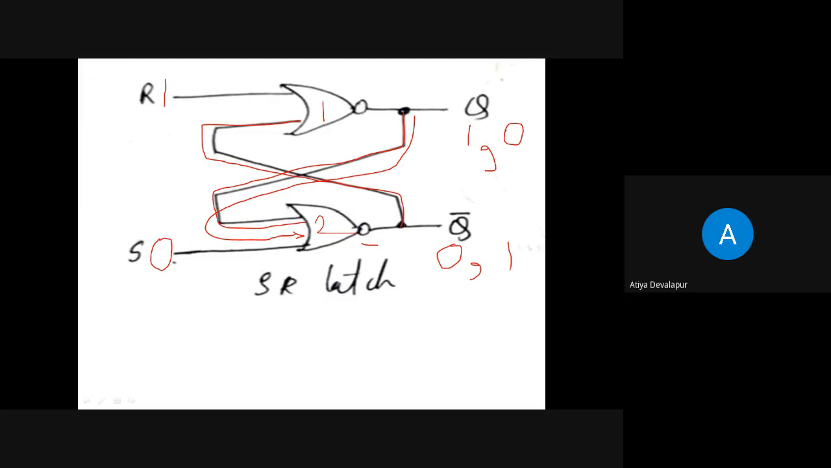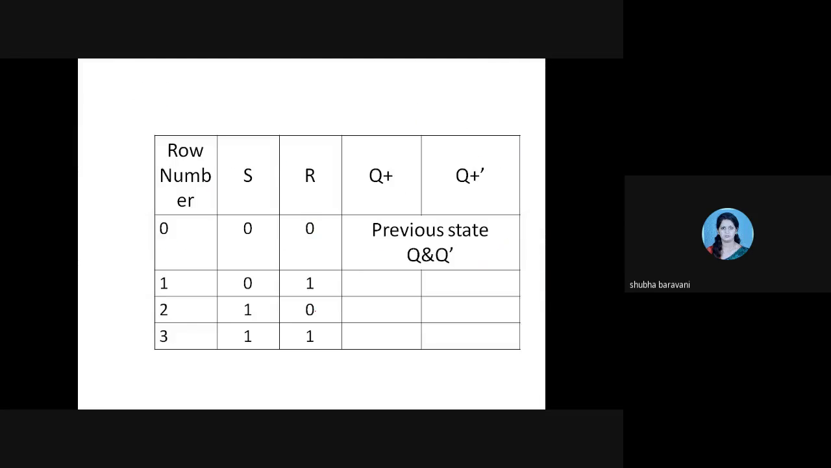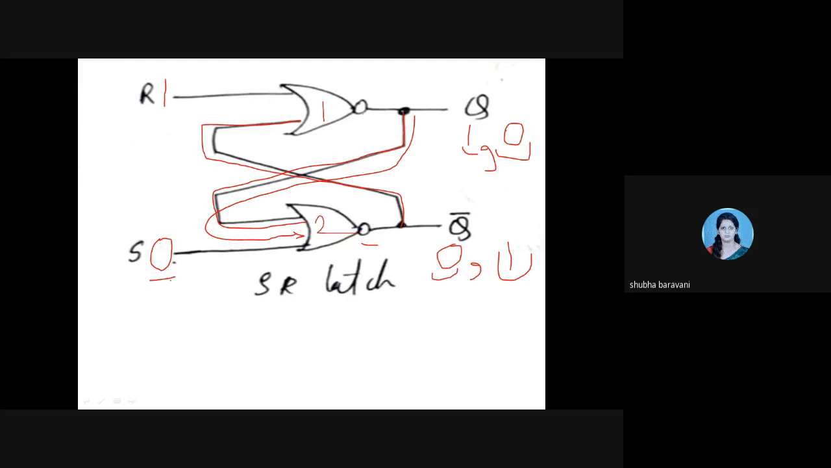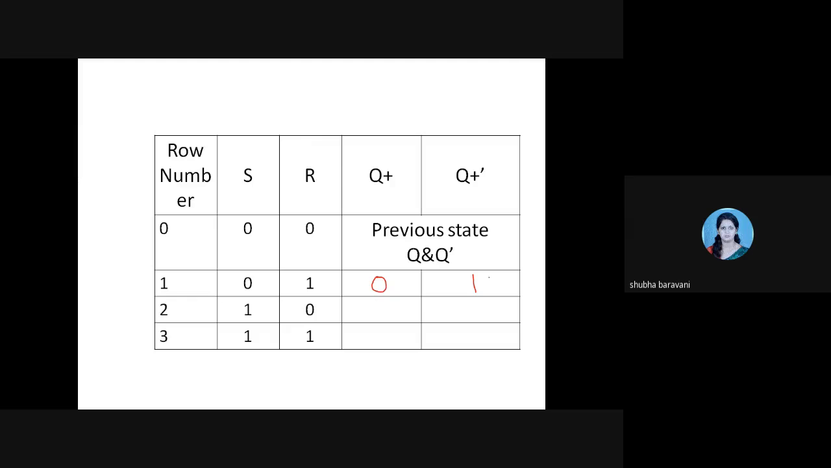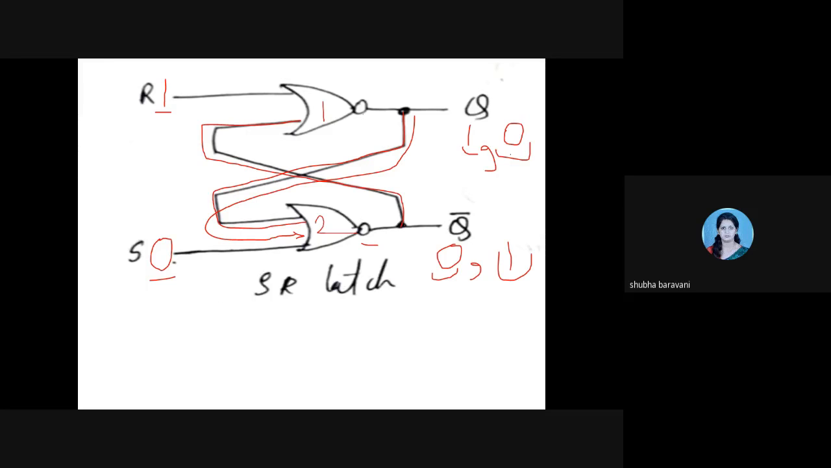So see, this was my previous state, the earlier state of q bar. What is the present state? q plus and q plus bar. So here, q plus and q plus bar, when s is equal to 0 and r is equal to 1, I get 0 and 1. See, for s is equal to 0 and r is equal to 1, I get 0 and 1. Same, 0 and 1. Understood till here?